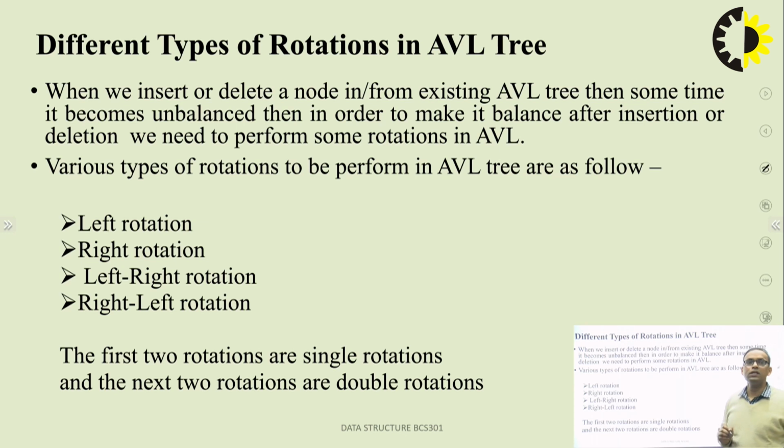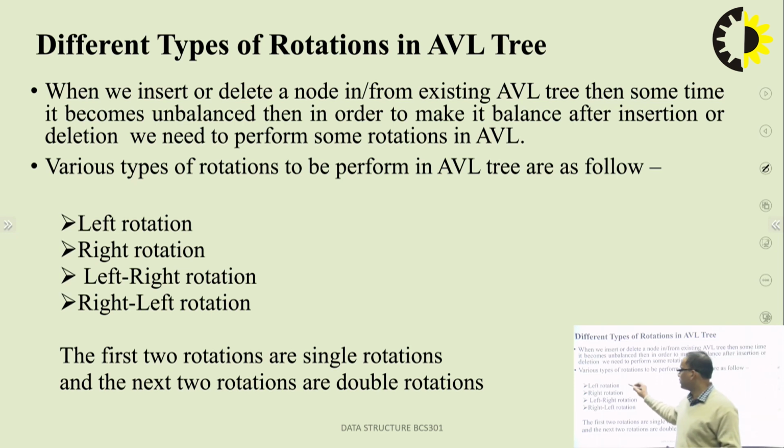Next, different types of rotation in AVL tree. Why do we need the rotation? Whenever we insert a new key into an AVL tree that is given to us, the tree may become unbalanced after insertion. In the same way, when we delete a particular node from that AVL tree, the tree may become unbalanced after deletion. So to make that tree balanced, we need to perform some kind of rotation.